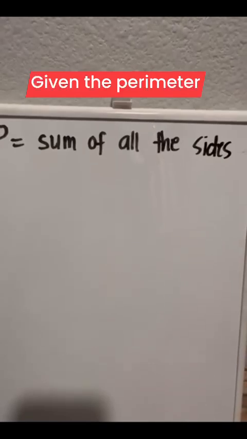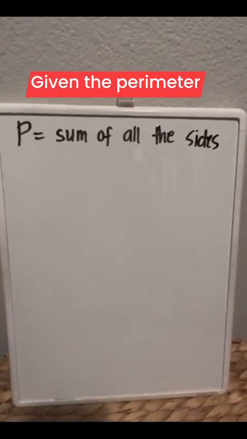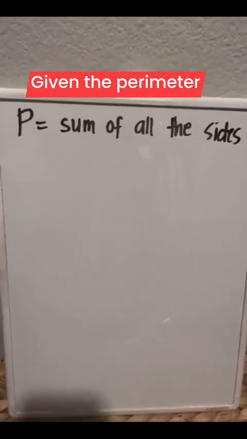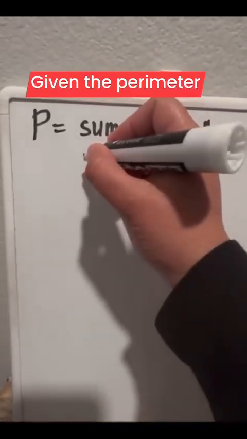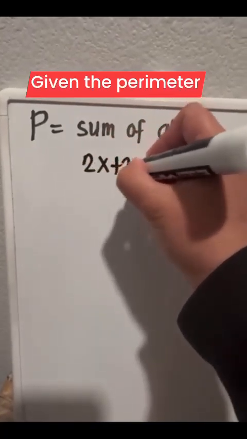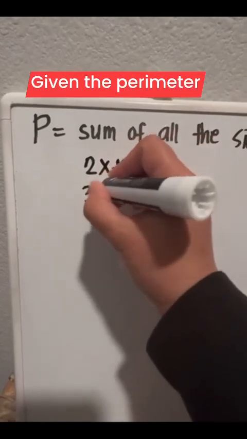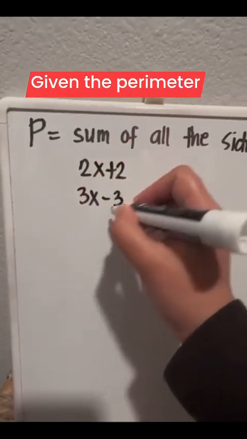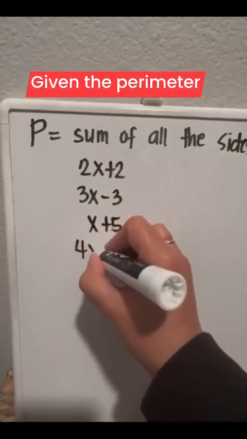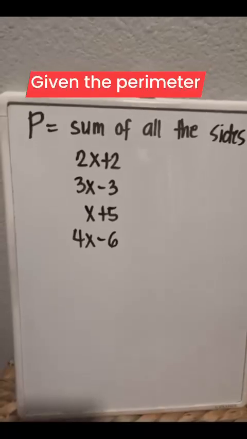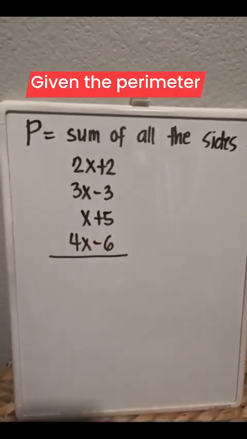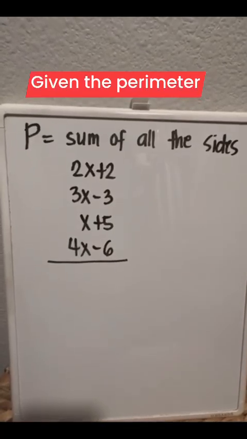Okay, so since we are given a quadrilateral here, we will be adding all the four sides. Let's just write the sides first. So we have 2x plus 2, and then we have 3x minus 3, then we have x plus 5, and then we have 4x minus 6. So now we will be adding this together. I'm writing it vertically because it's easier for me to add them together.